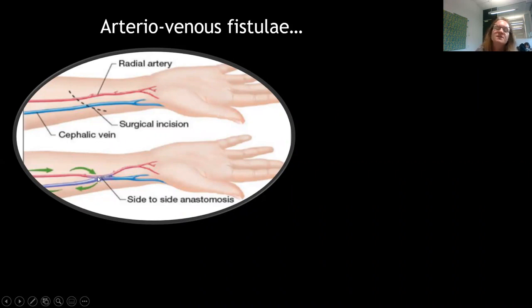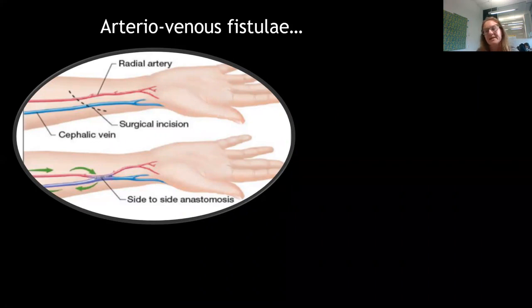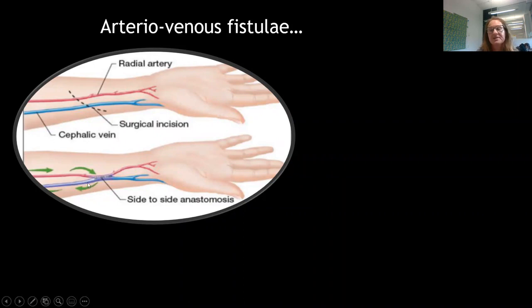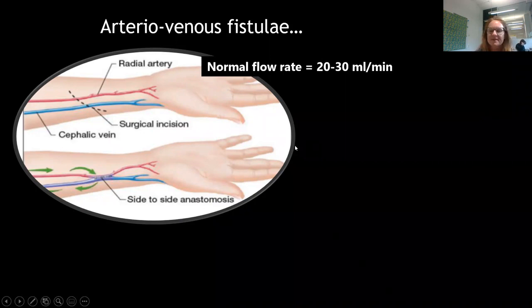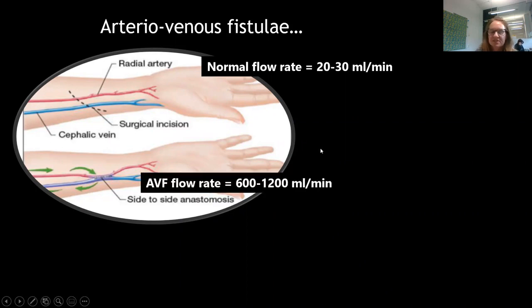So instead of the flow going into the hand, swirling around, slowing down, and then going back into the vein, the arterial flow just turns straight around and goes into the vein. And so it doesn't get a chance to slow down, and it doesn't see this high resistance section of the hand. What this means is that the normal flow rate that you would expect in these vessels might be 20 to 30 mils a minute. But once you've made the fistula, then you can be getting 600 to 1200 mils a minute, or even up to 2 or 3 litres a minute in some cases, which is obviously a huge dramatic flow.